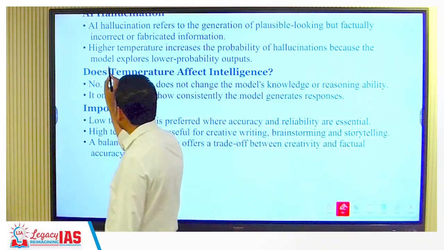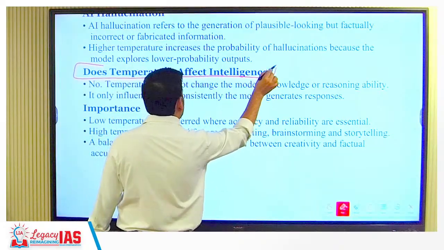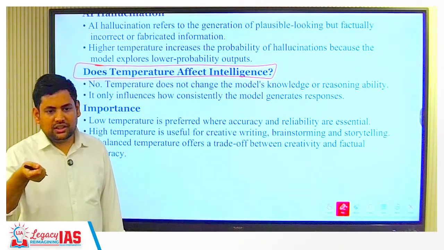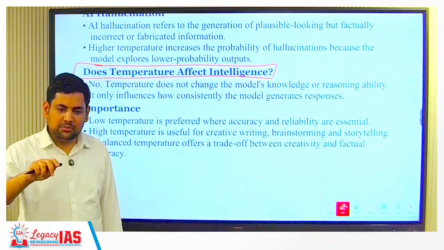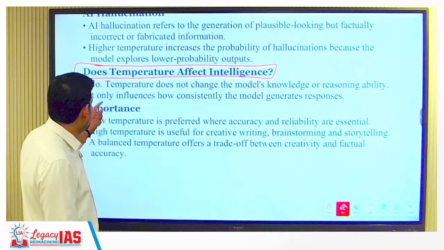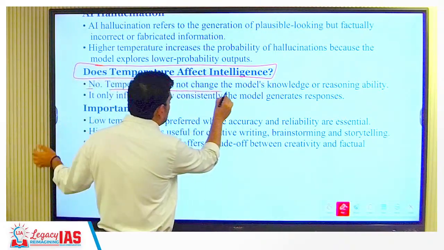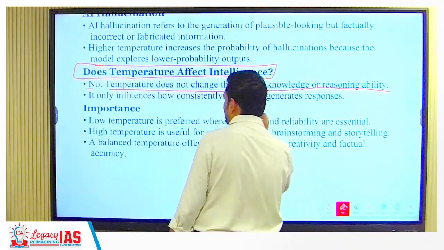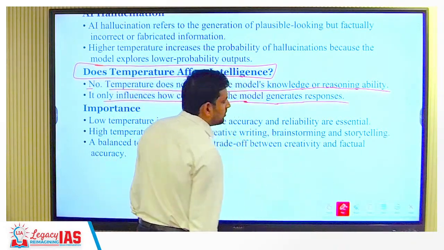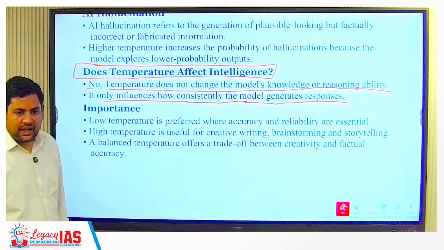This again can be used as one of the statements. Does it affect intelligence as such, that if you increase it then it becomes dumber or it becomes smarter? No, nothing like this. This is not about intelligence. Temperature does not change the model's knowledge or reasoning ability. It only influences how consistently the model generates responses. That is why it is 4.